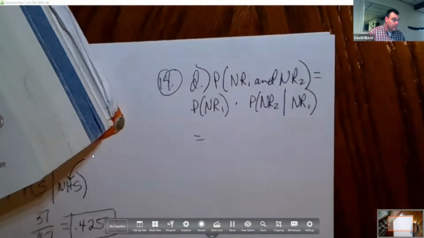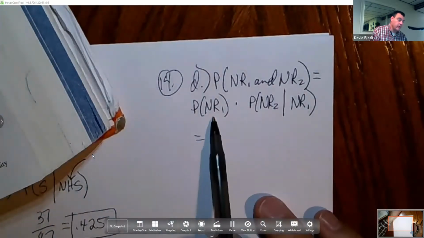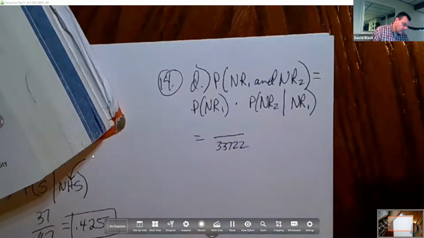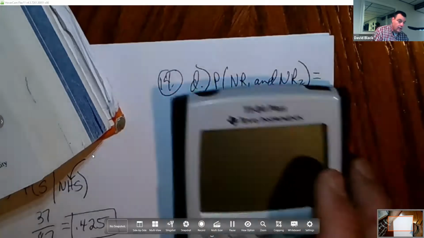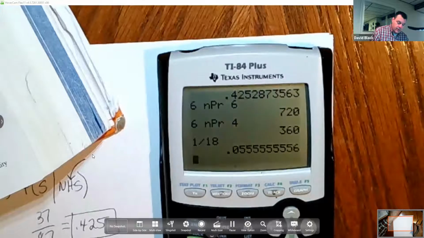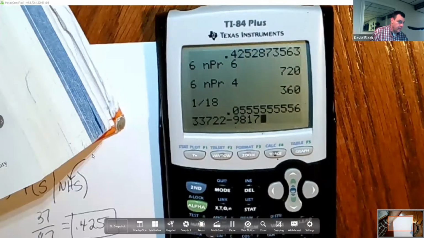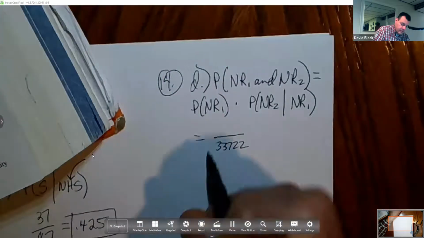Okay, now here's the tricky part. Again, we're not looking for the probability that this was alcohol related. We're looking for the probability that it wasn't alcohol related. So out of those 33,722, 9,817 were alcohol related. So 33,722 minus 9,817 were not alcohol related. So 23,905.